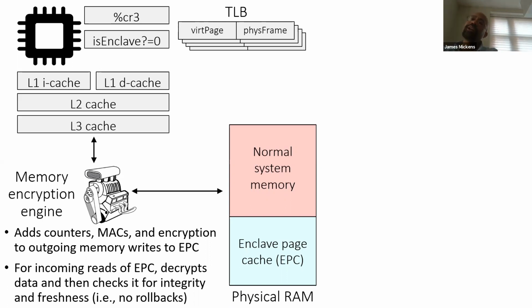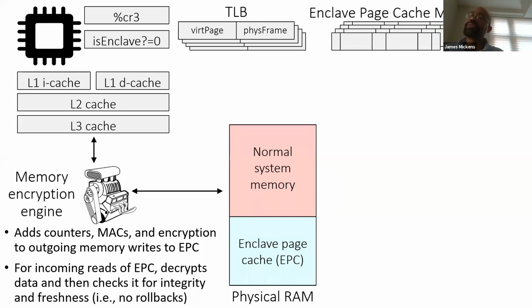When enclave code is executing and it needs to bring in enclave data from physical RAM to the L1 through L3 cache, then as that cache line is coming from physical RAM, it's going to go through the memory encryption engine. That memory encryption engine is going to decrypt the data and then check the counters and the MACs to look for integrity and freshness.